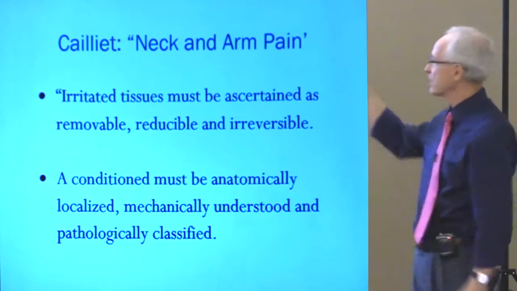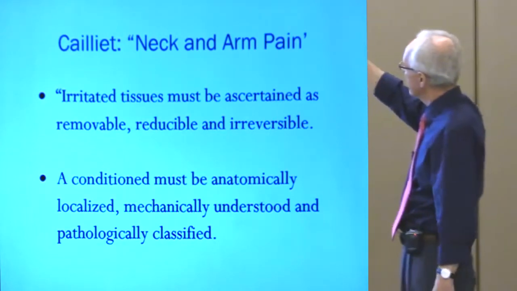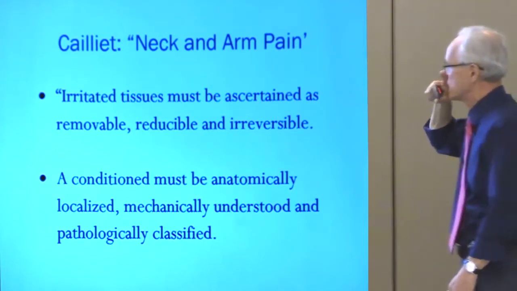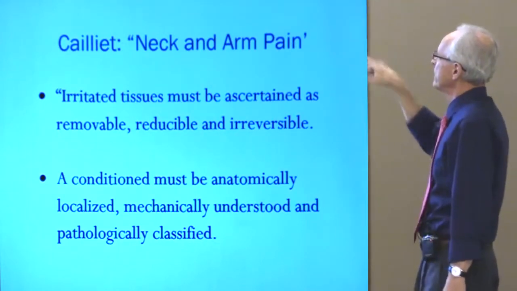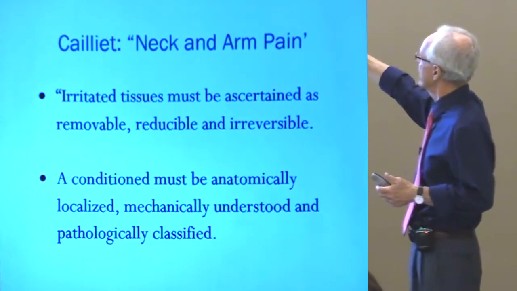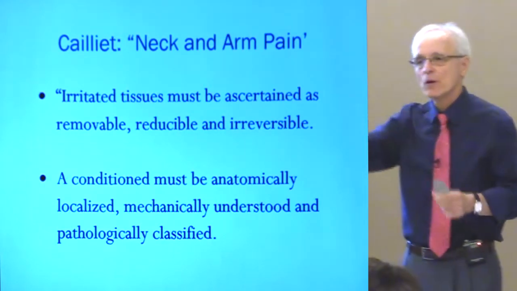Just a couple comments here. Colette said in his book, Neck and Arm Pain, I really like Calais' books. Not Colette, Calais. Irritated tissues must be ascertained as removable, reducible, and irreversible. And that's what we're talking about in the beginning.